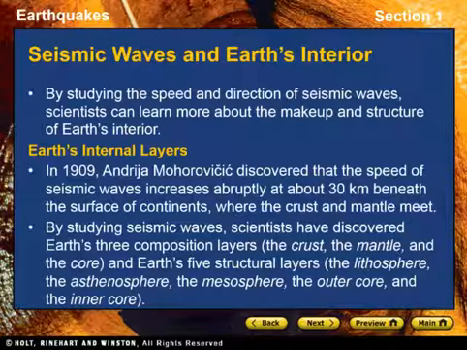But the Earth is divided into other layers for different purposes. There are also five structural layers, and you've heard a few of these. The lithosphere, the asthenosphere, the mesosphere, the outer core, and the inner core, of which you've already heard of the lithosphere and the asthenosphere. Those are the two structural layers of the Earth's interior that are involved in plate tectonics.